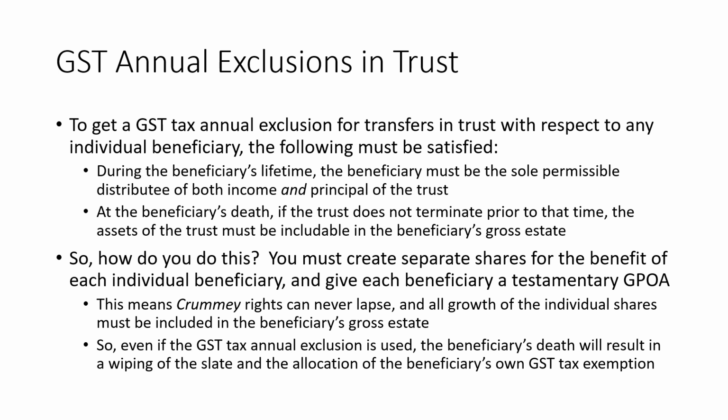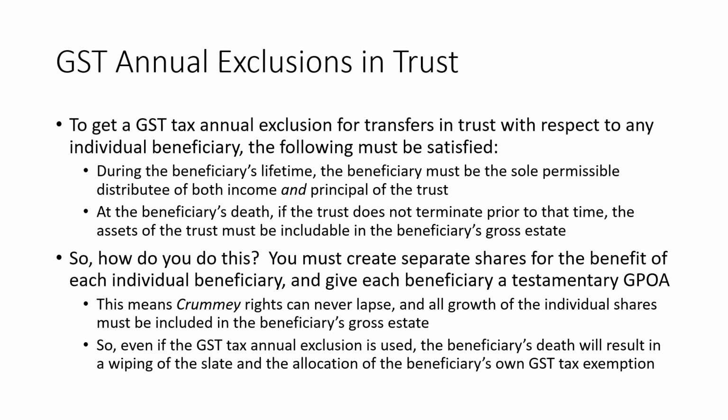So each and every one of these $15,000 annual exclusion gifts has to go into a silo just for that beneficiary, and the sum total of those plus any growth in each of those over the years has to be included in the beneficiary's gross estate at their death. So how do you do this? Well, like I said, you silo separate shares for each individual beneficiary, and in order to meet that gross estate inclusion requirement, you have to give each beneficiary a testamentary general power of appointment.